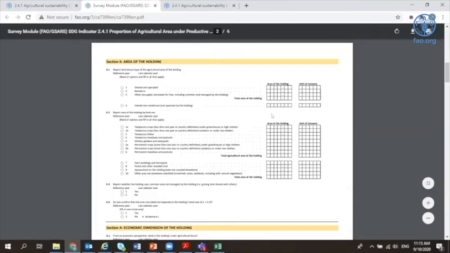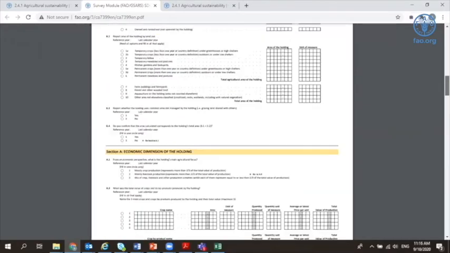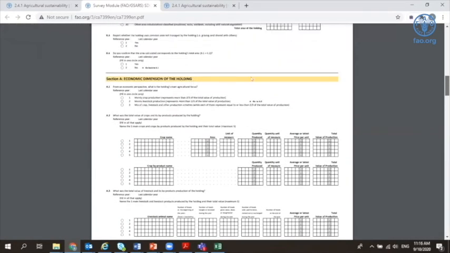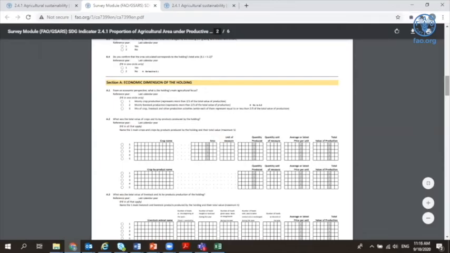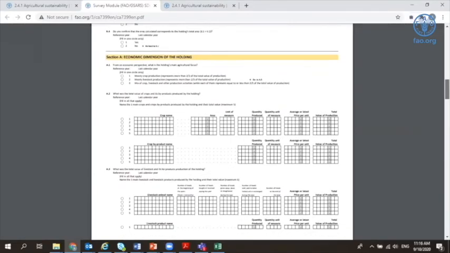And then we check what is missing in the AGRIS questionnaire, which needs to be there for it to be SDG 2.4.1 ready. As you can see here, we have a section on the area of the holding. Then we have questions for the economic dimension of the holding, which will help you collect information on the three sub-indicators within the economic dimension.